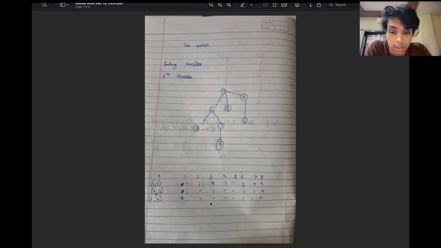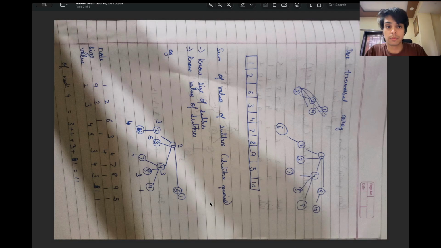For the third ancestor of 8, we'll go from 8. The first ancestor of 8 is 7. Then we'll go to the second ancestor of 7, which is 4. In the table, 1 is written there, and 1 plus 2 is 3. Generally we try to look at the middle of 2 and 4. So this gives us the third ancestor of 8, and using this table, we can find all the ancestors of any node. Pretty much clear, right? Yeah, so let's continue.